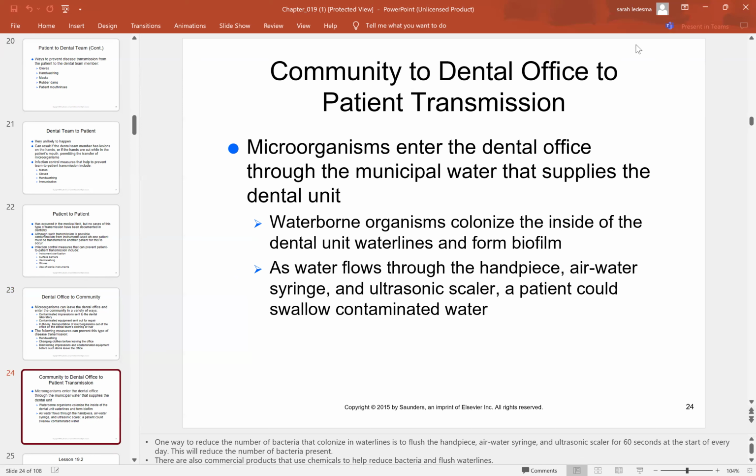Community to dental office to patient transmission. Microorganisms enter the dental office through the municipal water that supplies the dental unit. Waterborne organisms colonize the inside of the dental unit water lines and form bioburden. As water flows through the handpiece, air-water syringe, and ultrasonic scaler, the patient could swallow the contaminated water.